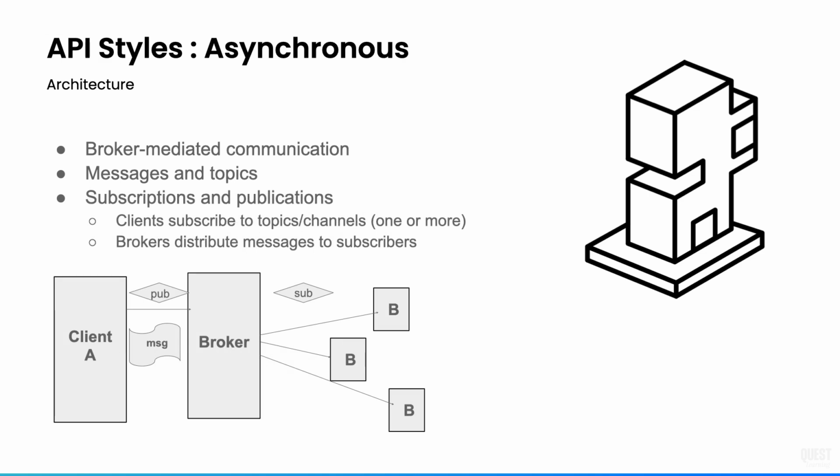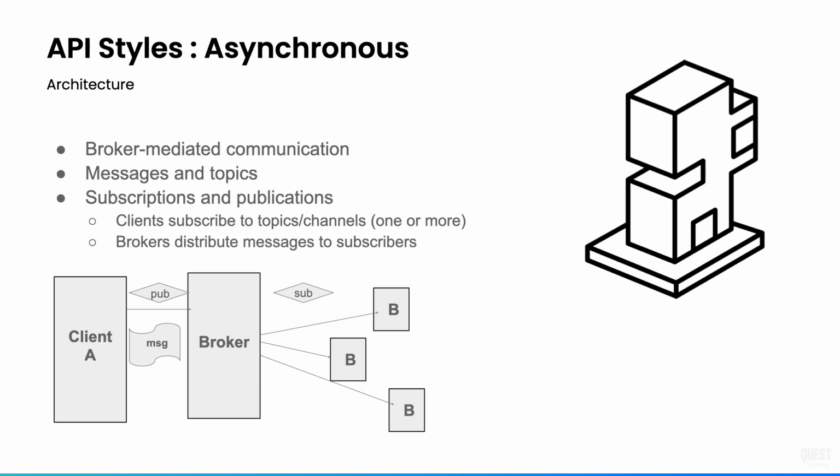So clients subscribe to a topic or a channel, one or more of them. I want all the welcome messages. I want all the orders received messages. I want all the approved messages. And brokers distribute the messages to people who have subscribed to that particular topic, no matter where the message came from. So client A may publish a login message, but all these client Bs over here, they want to subscribe to that login message. So the client sends it to the broker. A key element to this design is the client knows nothing about the other subscribers. It only knows about the broker.